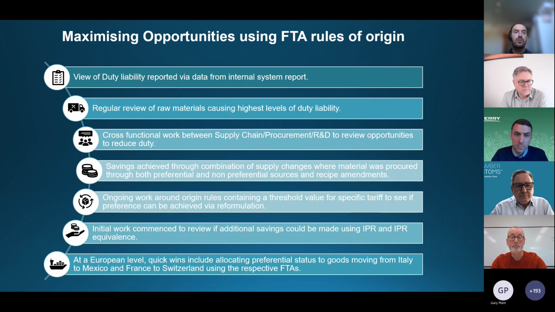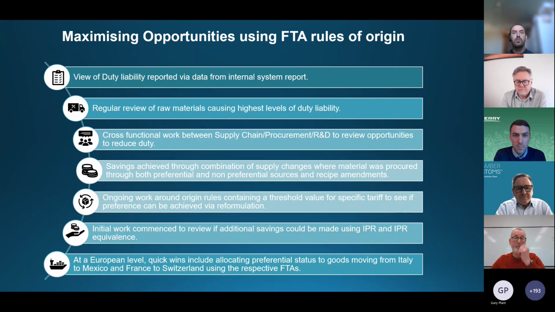So within Kerry, again, cross-functional work is essential, promoting an understanding of rules of origin, duties, and our liability across the business. Obviously my team is based within supply chain, but we've had to enlist help from RD&A and procurement, especially the buyers, to help review our opportunities and tell us where they think they could help us reduce this duty. So we're providing the visuals and the figures, and they're providing the know-how on how to do something about it.